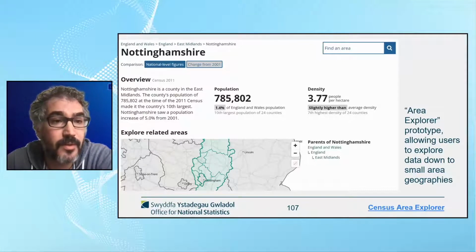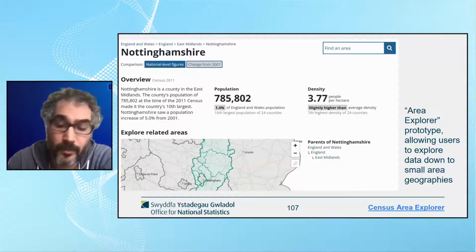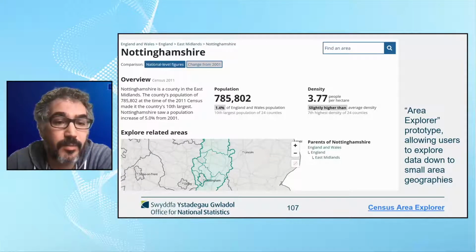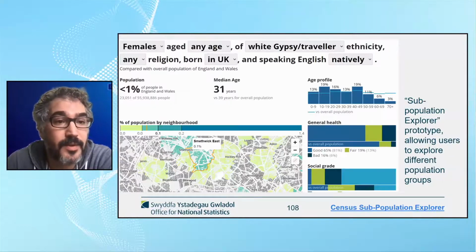So there's also the idea of creating profiles for all kinds of different areas. So from a very high level down to a very small level, looking at how things have changed since the previous census, and looking at a number of indicators for a single area. So from spatial patterns in the last one to single areas and a lot of different variables.